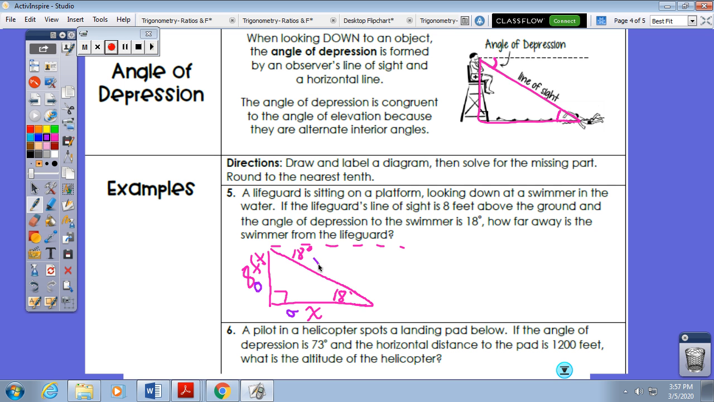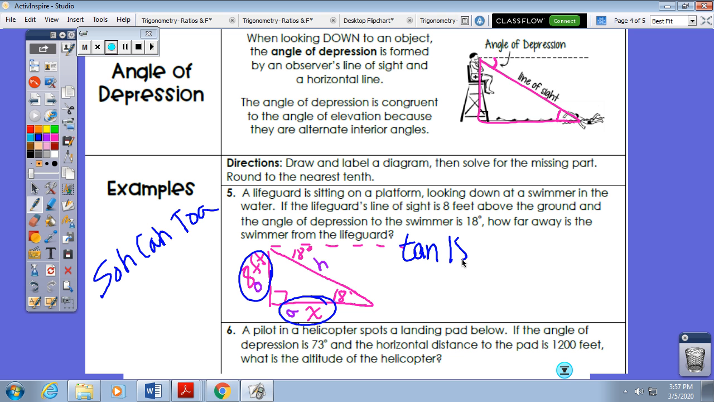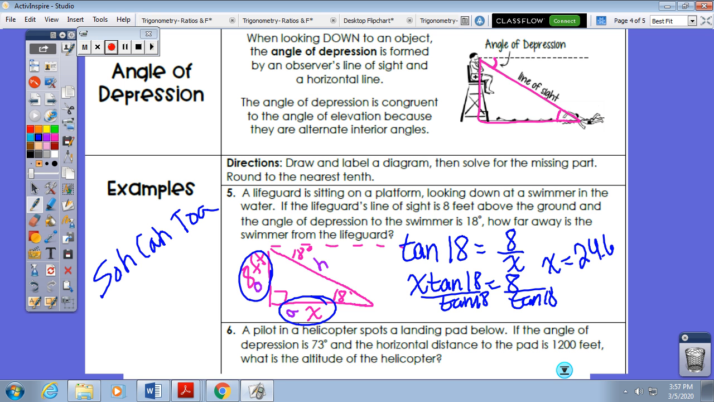Opposite, adjacent, hypotenuse. So if I look at my parts, my SOHCAHTOA, looking at opposite and adjacent, again that's tan. So tangent of 18 degrees is equal to 8 over x. Cross multiplying, x times tan of 18 is equal to 8. Divide both sides by tan of 18. X is going to be equal to 24.6 feet.